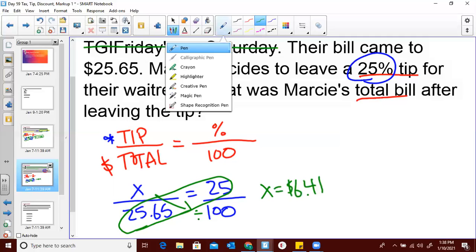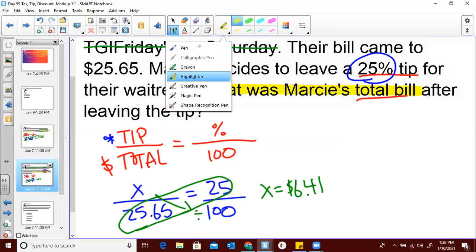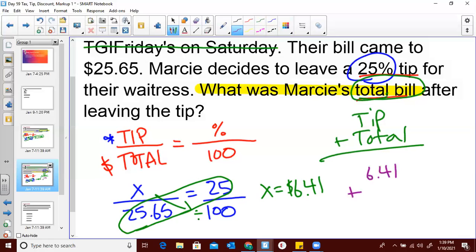Again, this is where it becomes really important that you read the question. What was Marcy's total bill? Total bill. That's what we're looking for. So when we have that, what we want to do is add. We're going to add our tip and our total, and that will be our total bill. We add our $6.41 plus the total, which was $25.65, and your answer is going to be $32.06.